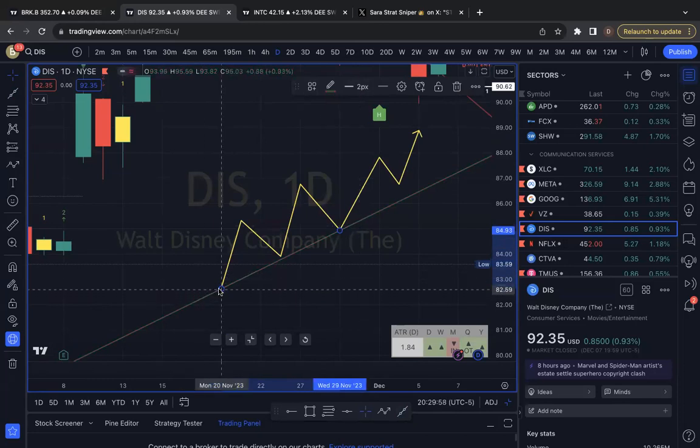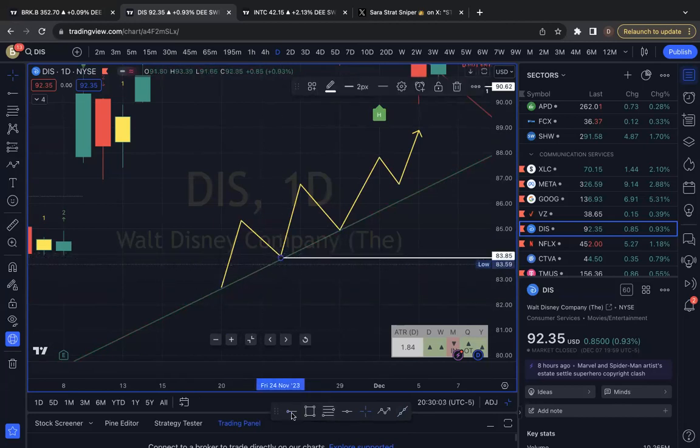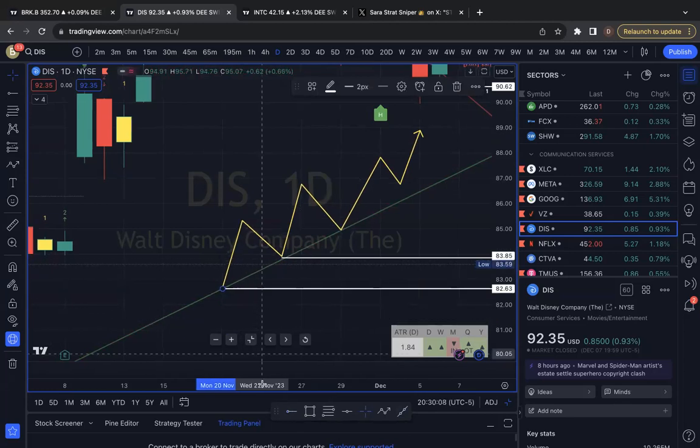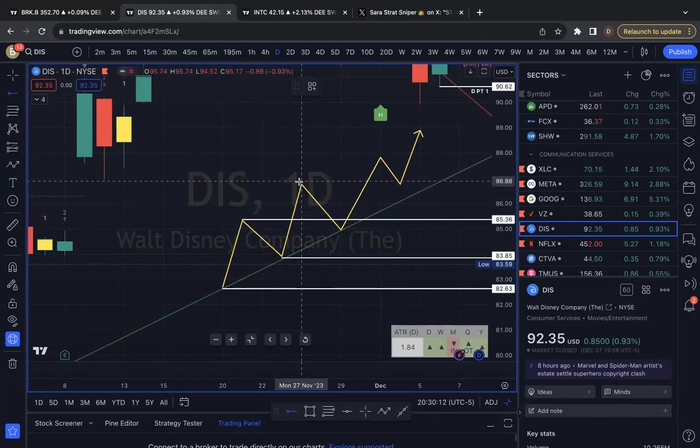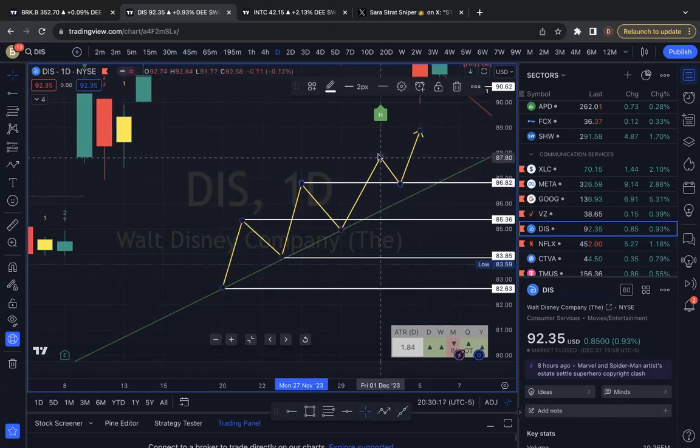So if you look, this is a low right here. This is a low right here. This low is higher than this low, right? We have a high right here, and a high right here. This high is higher than this high, and this high is higher than this high. This low is higher than this low.